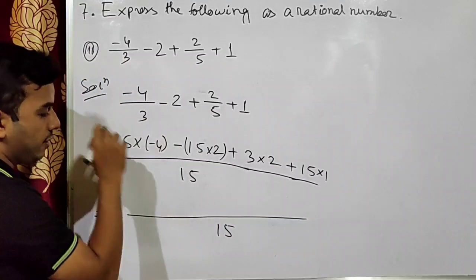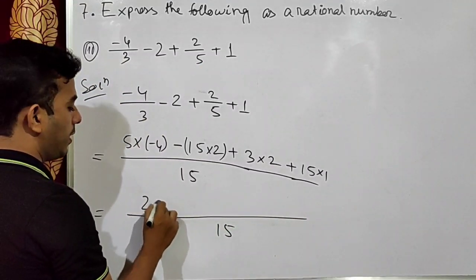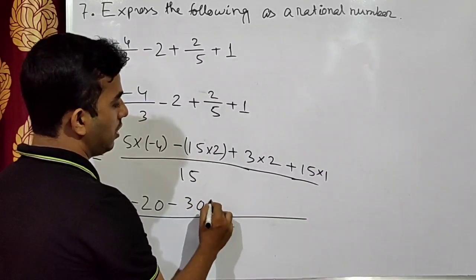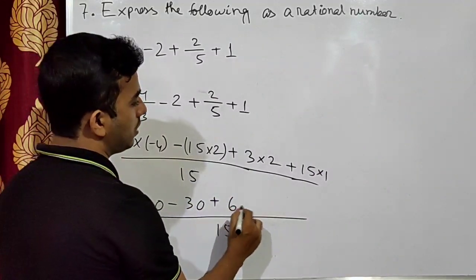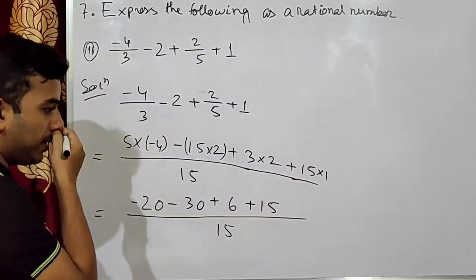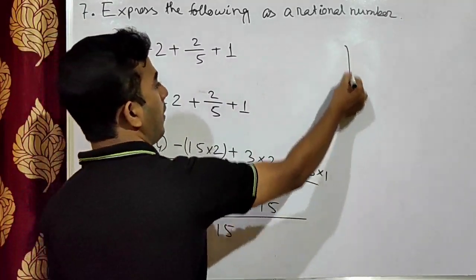Now 5 into 4 is how much? 5 into 4 it is 20. Now 5 into minus 4 is minus 20. Then minus 15 into 2 is how much? 30. Then plus 3 into 2 is how much? 6. Then plus 15 into 1 is how much? 15. Very good, isn't it? Okay. Next will be what?